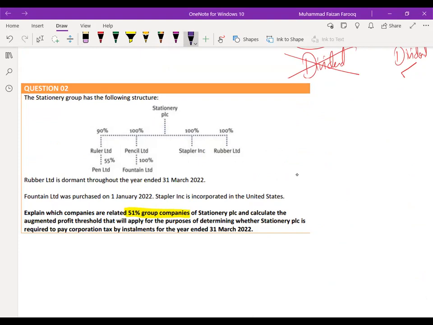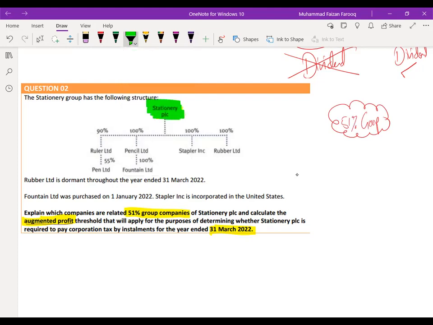Explain which companies are related 51% group companies of Stationery PLC and calculate the augmented profit threshold that will apply for the purpose of determining whether Stationery is required to pay corporation tax by installments. Now, which company will be a 51% group company, right? This is not a 75% group. This is a 51% group, in augmented profit working. First of all, tell me, direct holding. Stationery is the one, right? Stationery will be included because it is the main one, the parent.